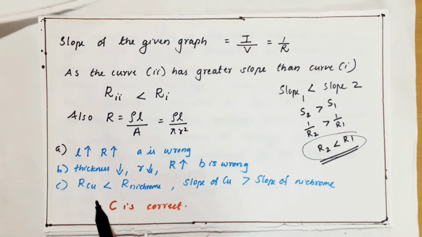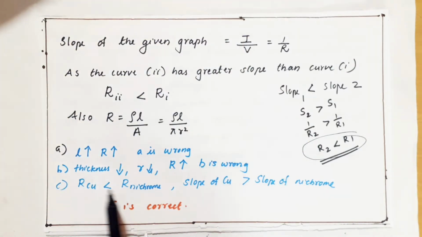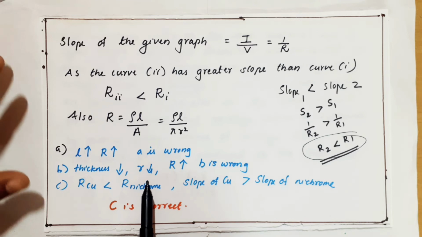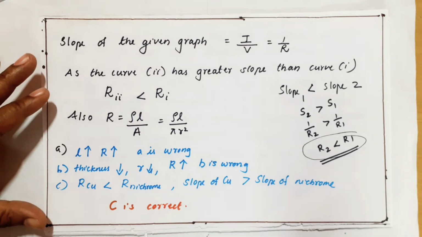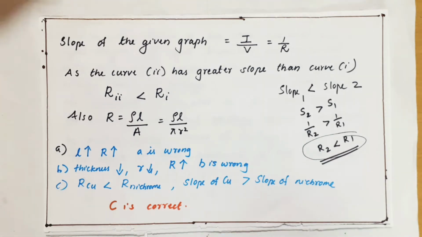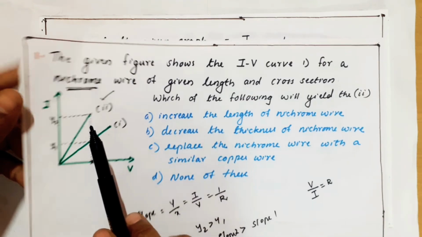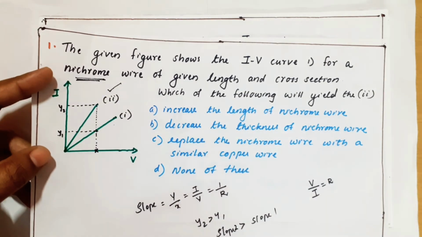Second option they told, decrease the thickness of the nichrome wire. If you decrease the thickness, it means you decrease the radius, so the resistance should increase. If the resistance increases, we don't get the second graph, because if the resistance is increased, 1 by R should decrease. So we don't get the second graph.